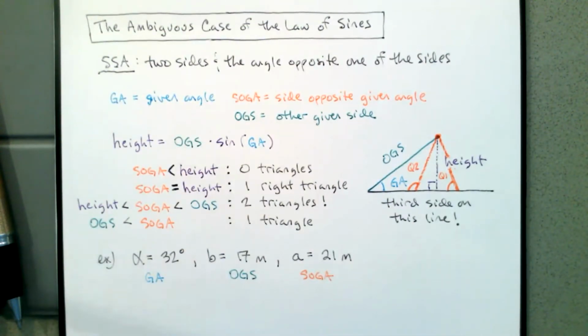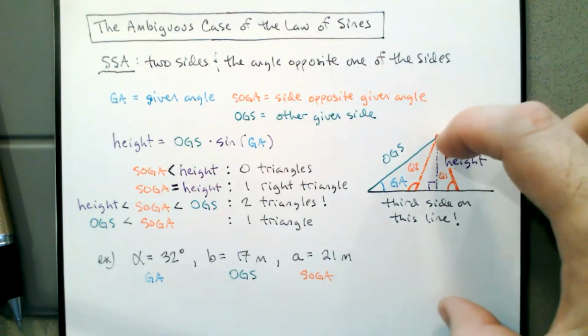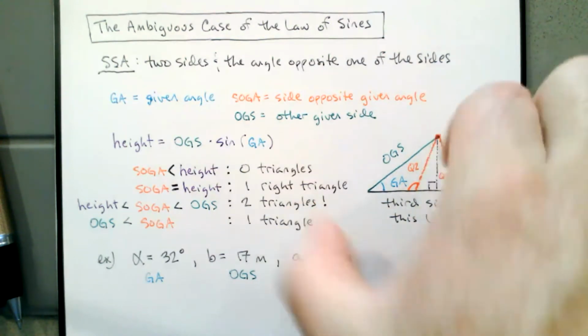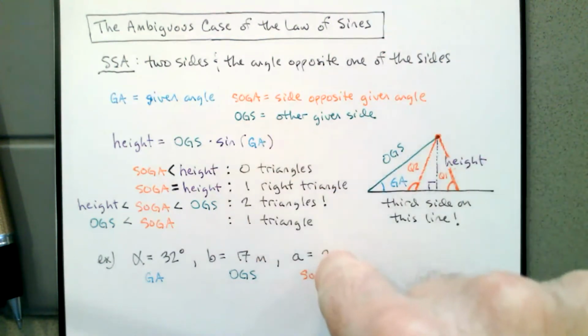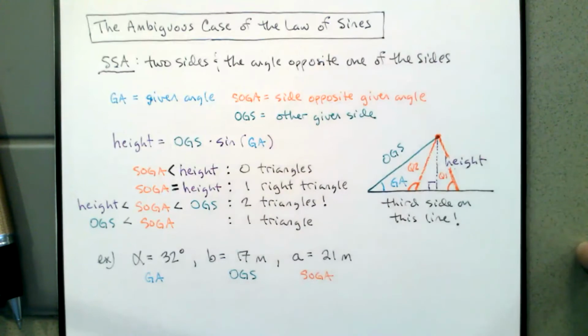Note that in this case, since the side opposite the given angle is greater than the other given side, if we notice that right away, we don't even bother calculating the height. We know we're going to have one triangle because the side opposite the given angle is too big to make two triangles. I'll just try to spin it the other way and it would go completely around and just give us that one triangle that we had before.